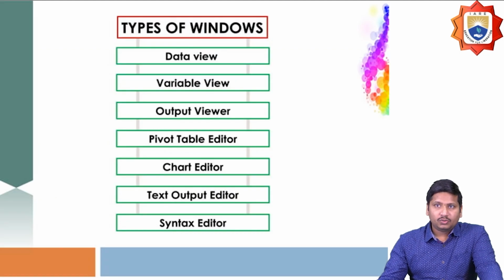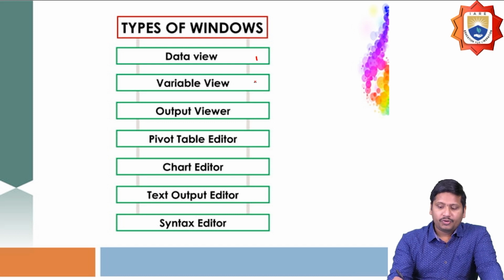So next, we are going to see what are the different types of windows available in SPSS software. Normally this window is going to be viewed, and the different types of views we have are data view and then variable view. So we're able to see the list of variables, and the data that is there in SPSS.